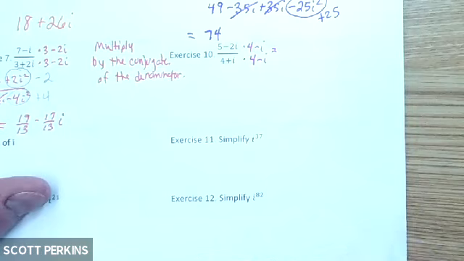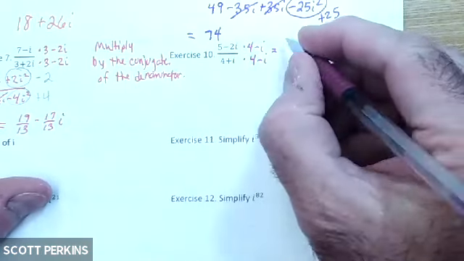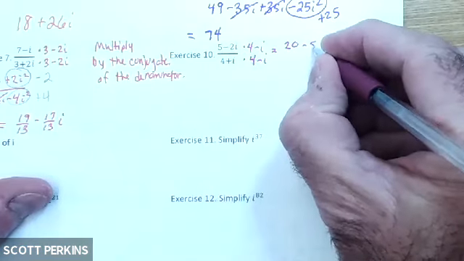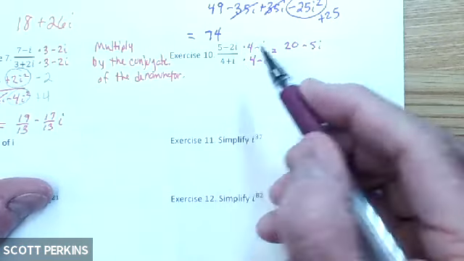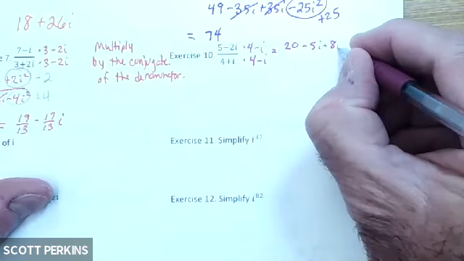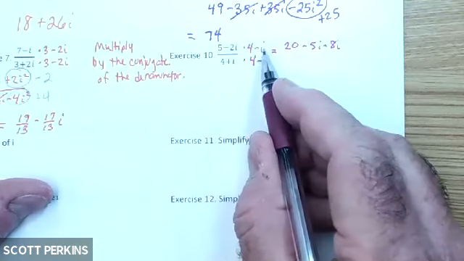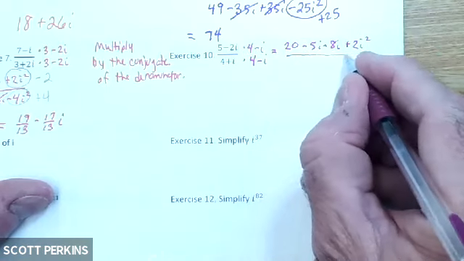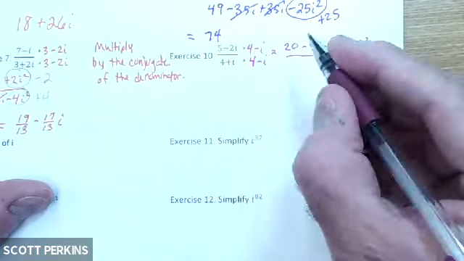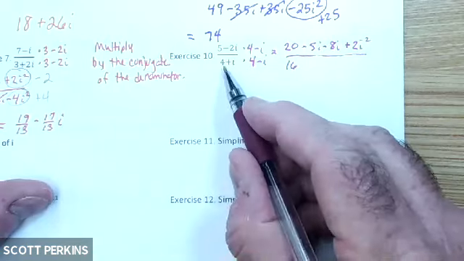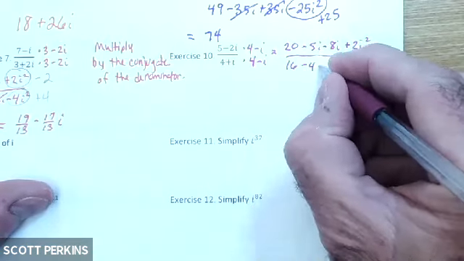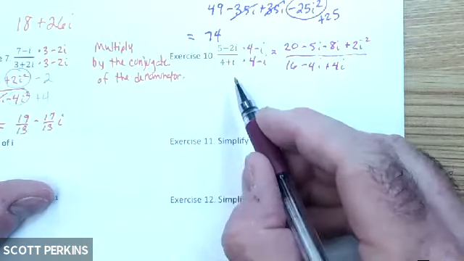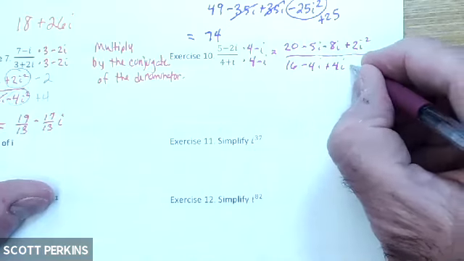Starting with the top, firsts, 5 times 4 is 20. My outers, 5 times negative i is negative 5i. My inners, negative 2i times 4 is negative 8i. And then my lasts, negative 2i times negative i is plus 2i squared. In the denominator, my firsts, 4 times 4 is 16. My outers, 4 times negative i is negative 4i. The inners are the opposite of that, plus 4i. And my lasts, i times negative i squared.